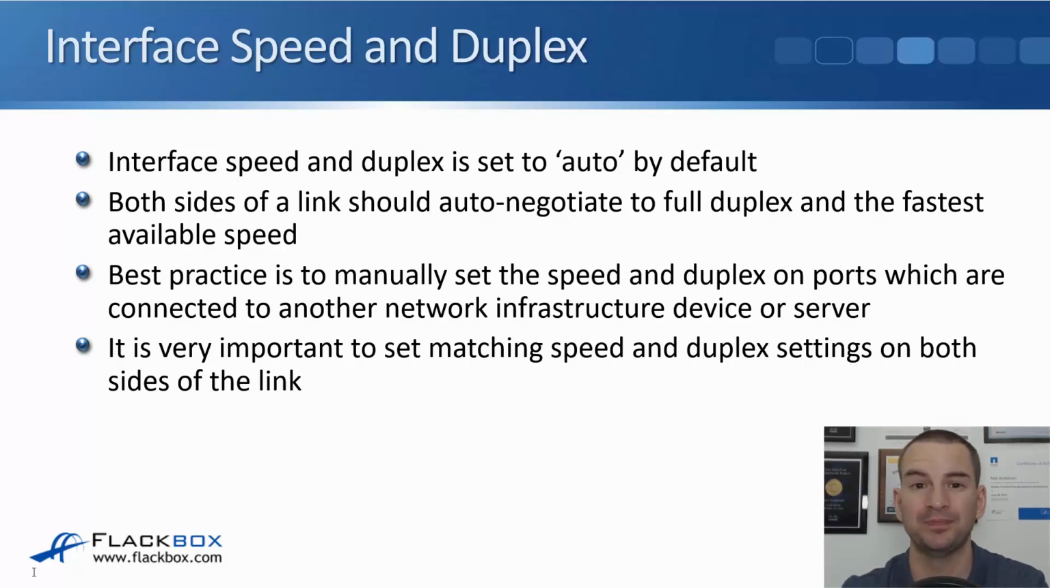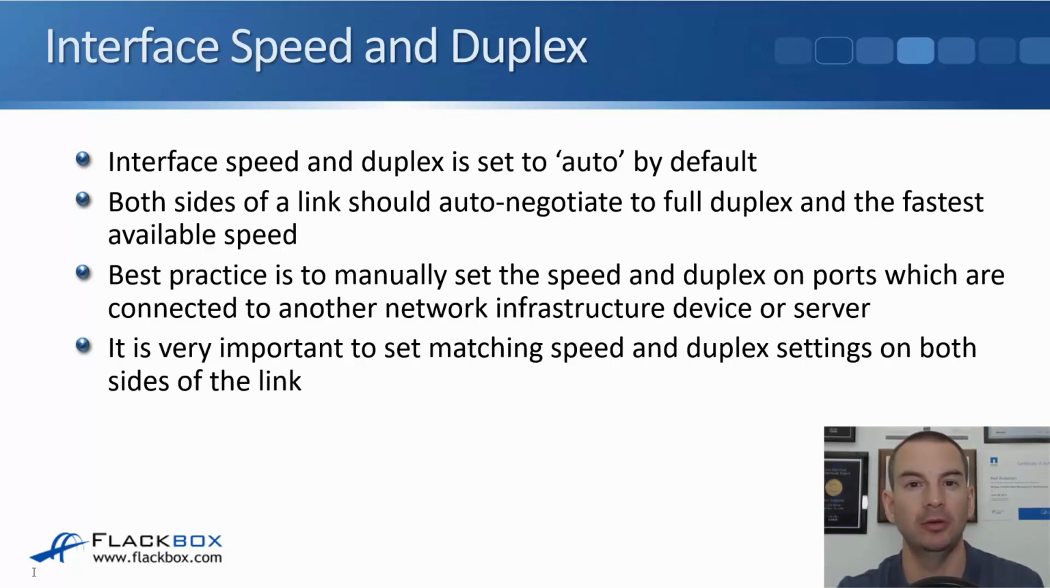So for example, if you've got a server plugged into the switch, you could go onto the switch and manually set the speed and duplex on there. If you're not sure how to do it on the server, maybe you would just leave it on the server to auto. That would be a big mistake, okay? You either have to set it to manual on both sides or auto on both sides.